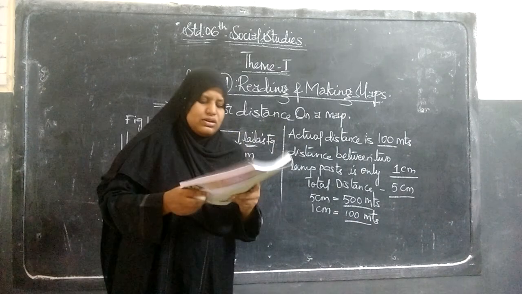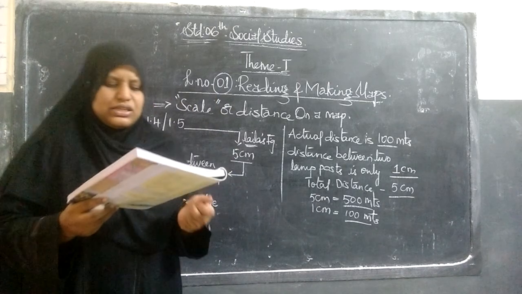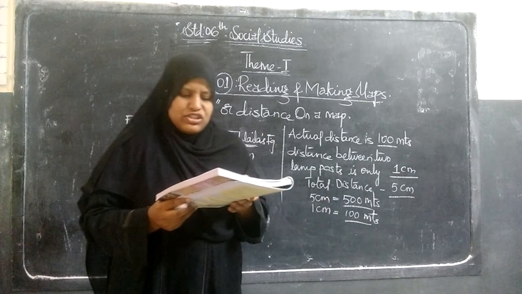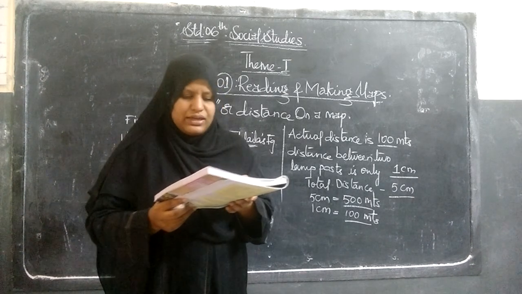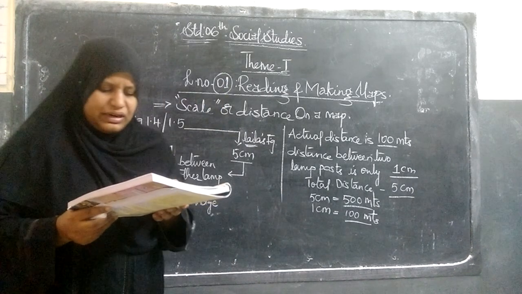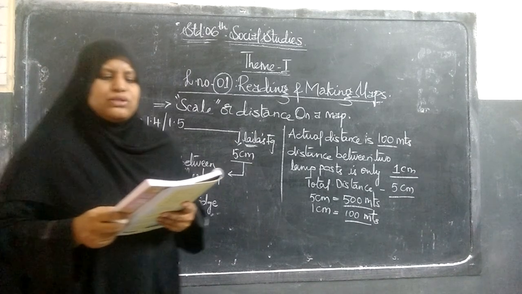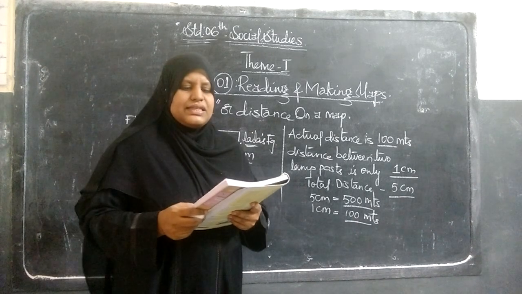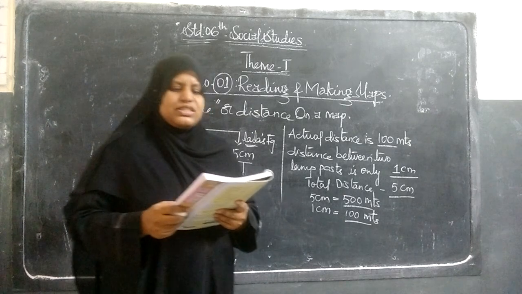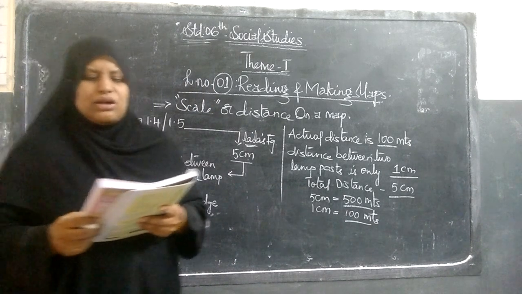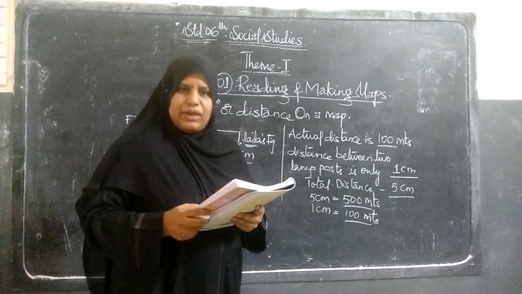We use scale to show the actual distance on the ground by reducing it on the map. Maps always mention the scale they use, and we can find out the actual distance between places using the scale. You might also have observed the word scale on maps. The scale is a ratio of the distance between two points on the map to the actual distance on the ground. It can be expressed in different ways.